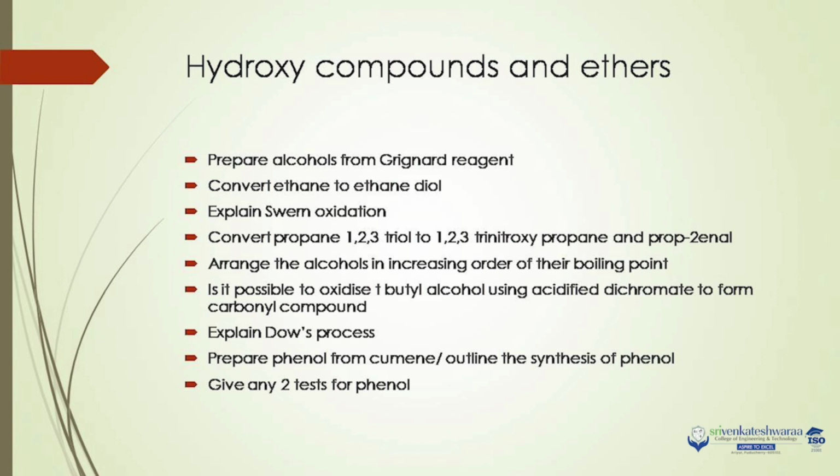Now, regarding hydroxy compounds and ethers, just go through the questions that I have given here about the preparation of alcohols from Grignard reagent, regarding primary, secondary and tertiary alcohols. When Grignard reagent reacts with formaldehyde, we get primary; with acetaldehyde, secondary; and with ketone, tertiary. And then formation of glycol and Swern oxidation is an important one.